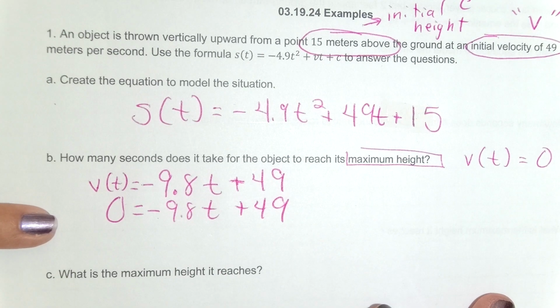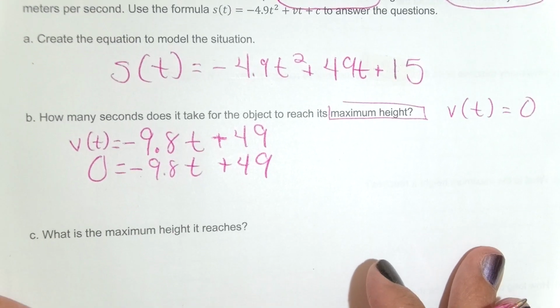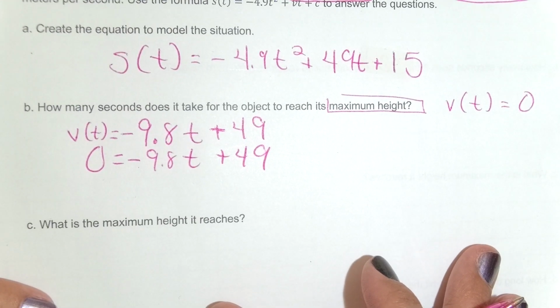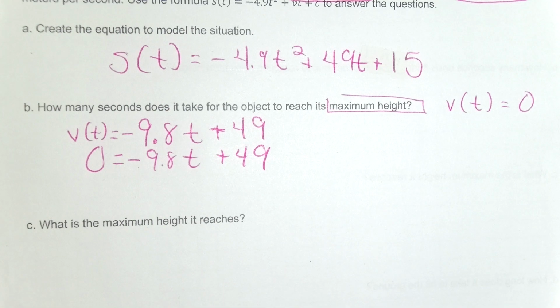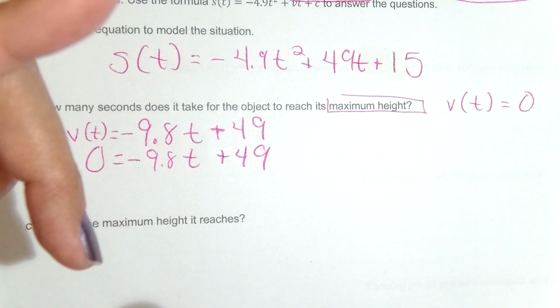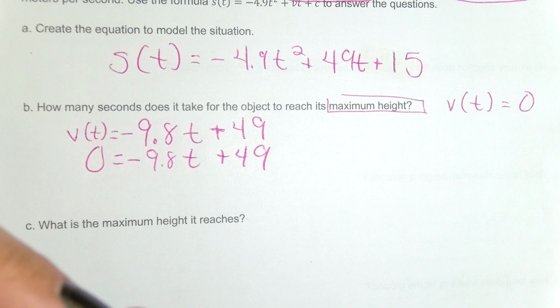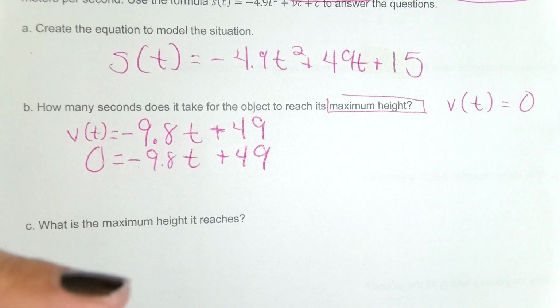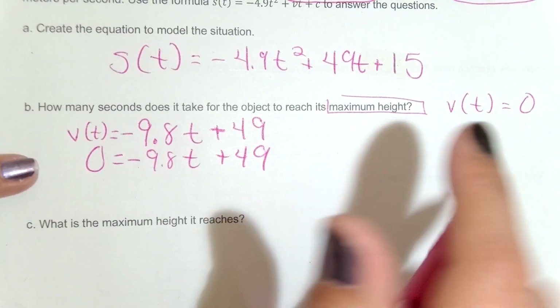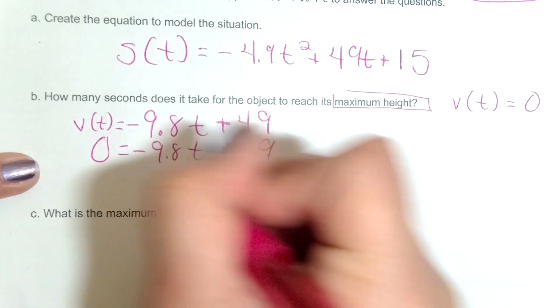This is just an algebra problem. How do I solve this? You said subtract 49. We're going to subtract 49 from both sides.